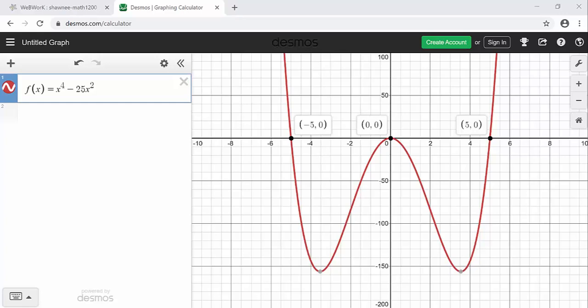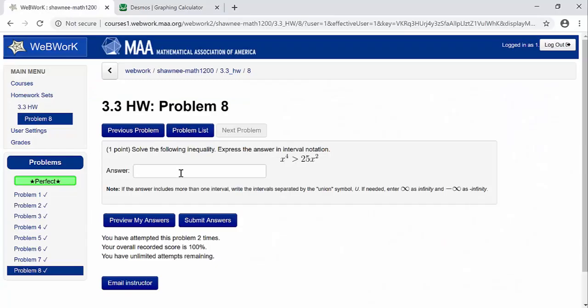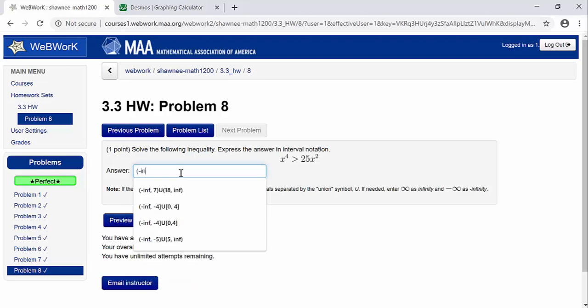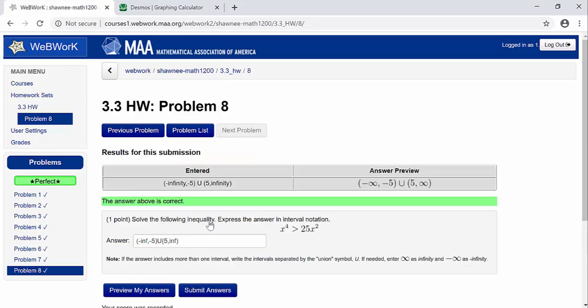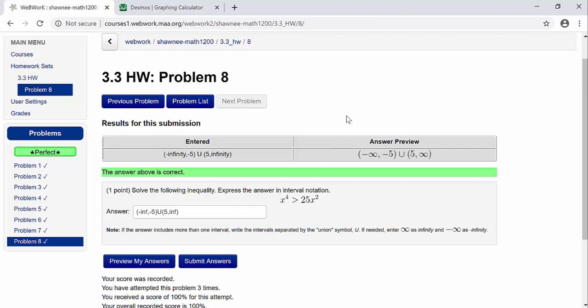So here is a sketch of the graph f of x equals x to the fourth minus 25x squared in Desmos.com. And we're just confirming we have the three x-intercepts, -5, 0, and 5. And we see the graph is positive when x is less than -5 or greater than 5. So when we go back to WeBWorK, we enter our answer in interval notation as -infinity to -5, parentheses, union 5 to infinity. And we get the correct answer, and this concludes the section 3.3 homework.